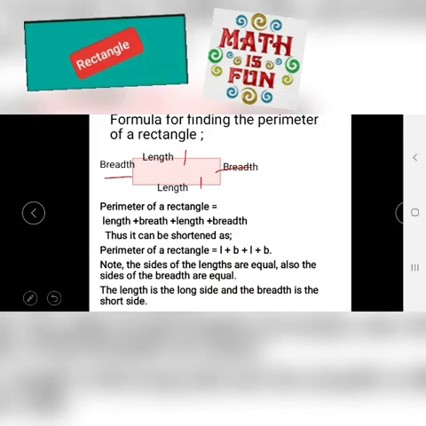So if you look at the sides, you have one length, another length, one breadth, and another breadth. So you get length plus breadth plus length plus breadth. Because the spelling is a very long one, we need to shorten it to L plus B plus L plus B. Your L is your length, and your breadth is your B. Note, like I said, the sides of the length are equal, and the sides of the breadth are equal. The length is the long side, and the breadth is the short side.